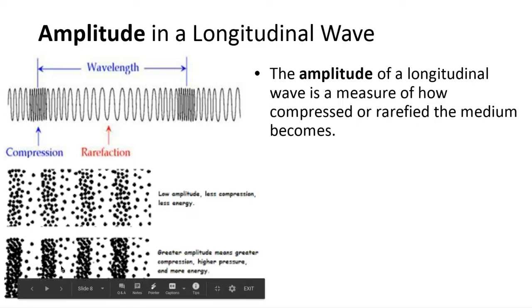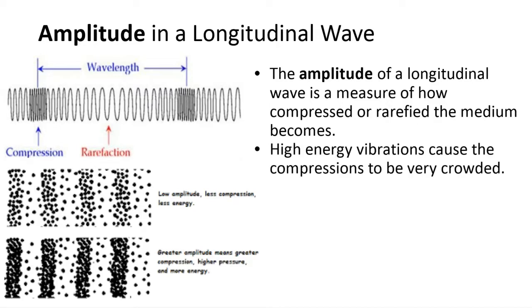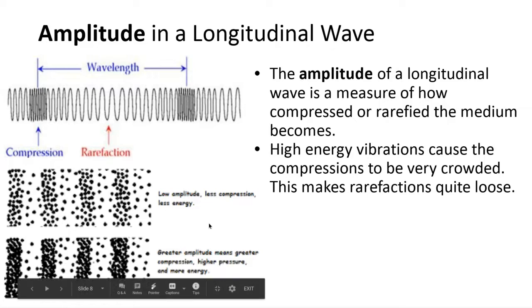But then if you look at this model, the particles get really, really close together. They're really compressed. So this model has a higher amplitude, higher pressure, more energy. Okay. So high energy vibrations can cause compressions to be very crowded, as you can see in the pictures. This will make the rarefactions loose. So you can see how the particles in both models, those rarefactions, are kind of loose and spread apart.